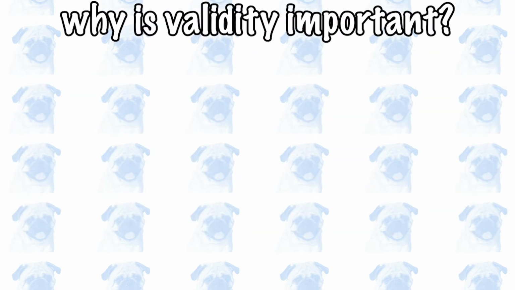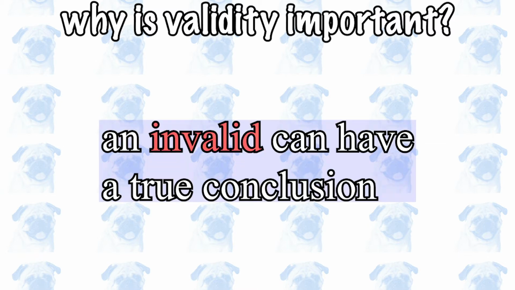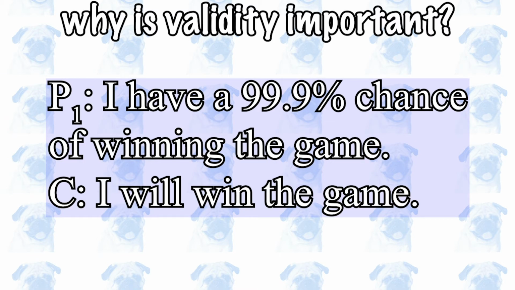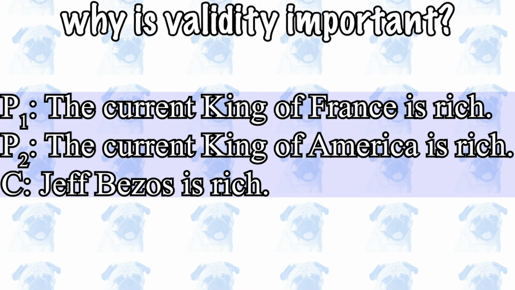Why is validity so important? After all, an argument can be invalid, yet its conclusion can still be true. For instance, argument 4 was invalid, but the conclusion will probably turn out to be true because of the high probability. It would be highly irrational of you to bet on this person losing just because the argument is invalid. Likewise, argument 5 was also invalid, but its conclusion is clearly true, as Jeff Bezos is currently the richest person in the world.